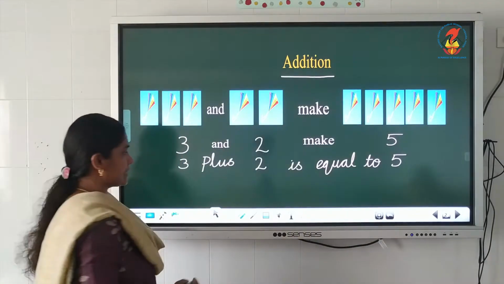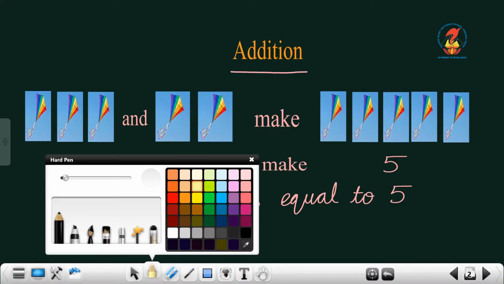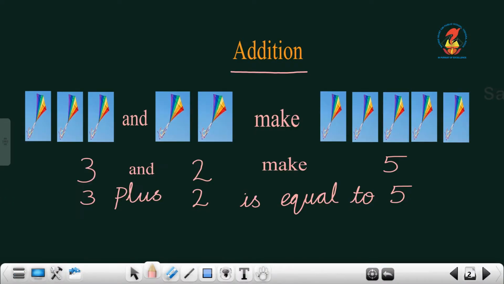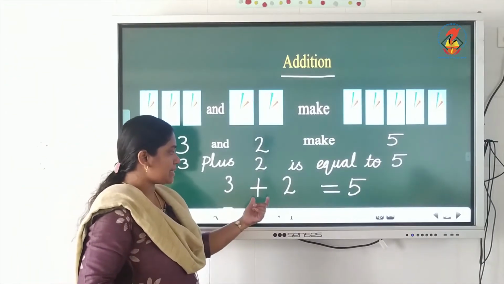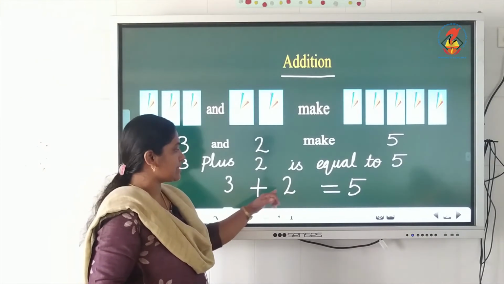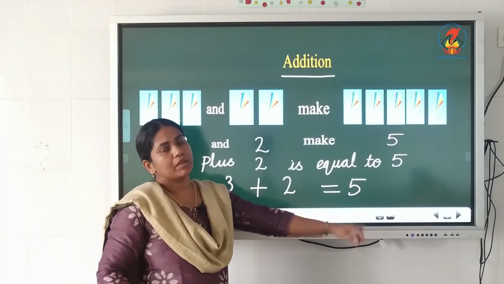How we will write this? Using the symbols. 3 plus, children, did you remember this sign? 2 is equal to, we will write the symbol is equal to like this. Answer is 5. So 3 and 2 make 5. We can say 3 plus 2 is equal to 5. We can write it as 3 plus, symbol of plus is this, 2 is equal to 5.